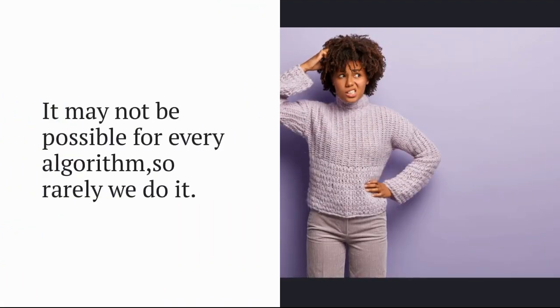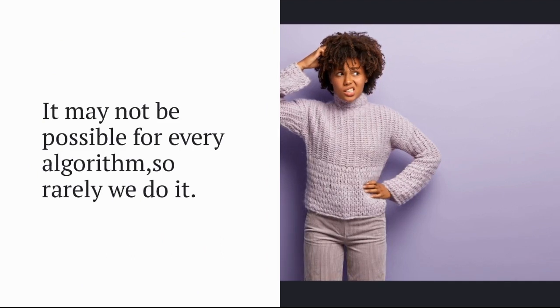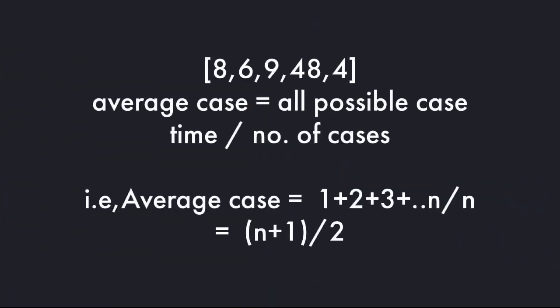One thing to know about average case is that it might be difficult for every algorithm, so rarely we do it. If you are going to search for a particular element that is present at the first index position, then one comparison is going to take place. And if it is in the second index position, then two comparisons. Actually, we are going to sum up all the comparisons.